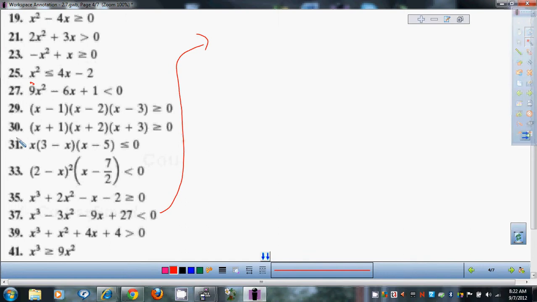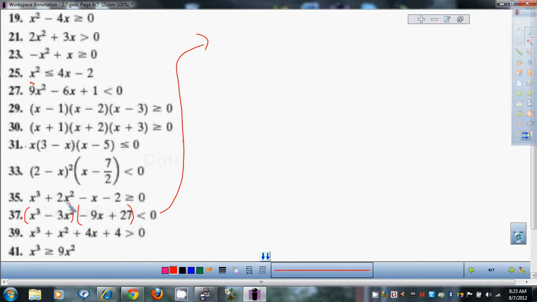You can use the rational roots theorem to find one, and then use the quadratic. You can factor by grouping if you know how to do that, if this one even does that. Anything you want to use. I'm going to do this one by factoring by grouping.